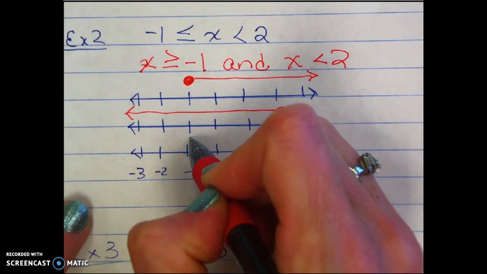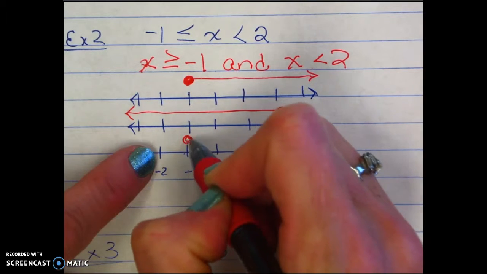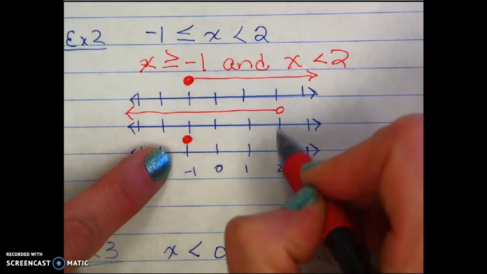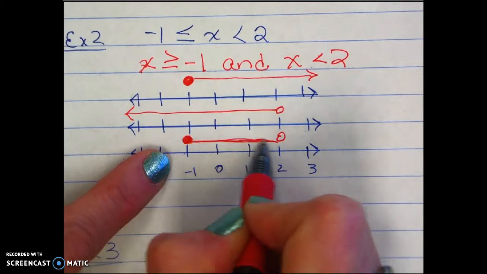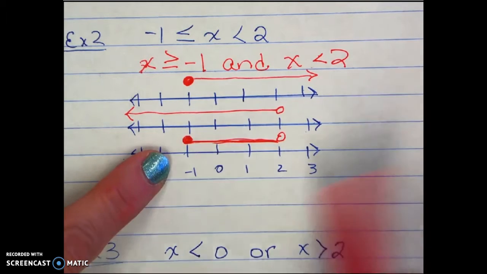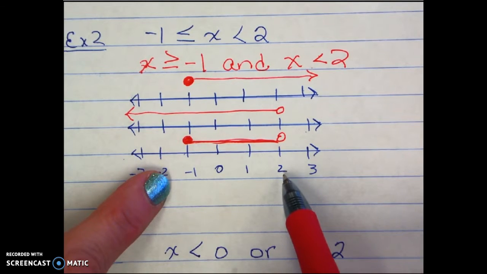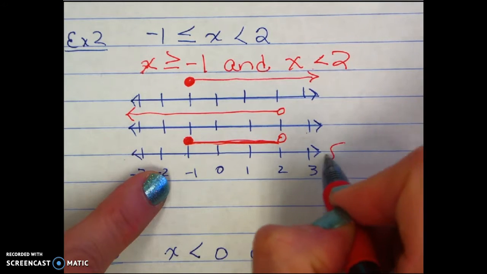So we're going to have a closed circle at the -1. We have an open circle out here at the 2, and we have everything in between there as our answers, including the -1, but not including the 2. Okay, so this is our final answer.